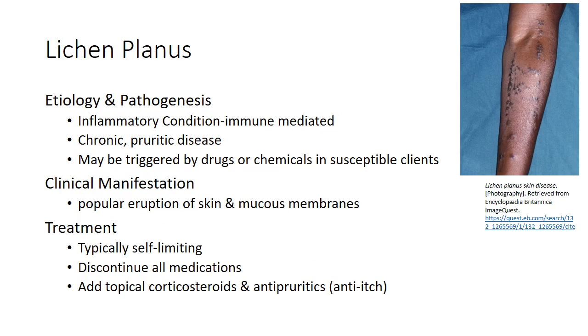Lichen planus is another inflammatory condition. It's also immune mediated. Lichen means tree moss, and planus refers to flat. So it's like a flat top skin rash that looks a bit like tree moss. It's pretty common, a common pruritic disease. Pruritic, remember, means itchy.